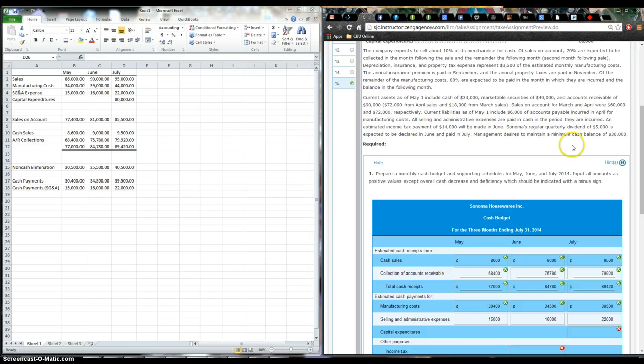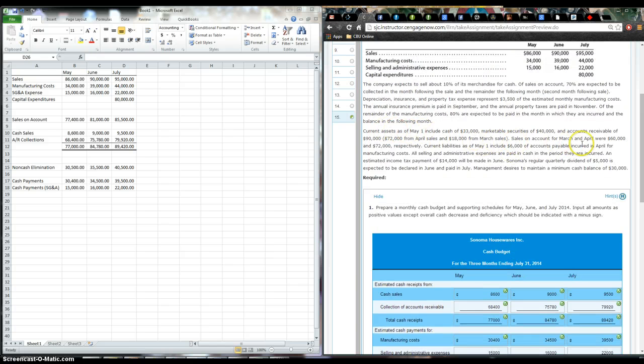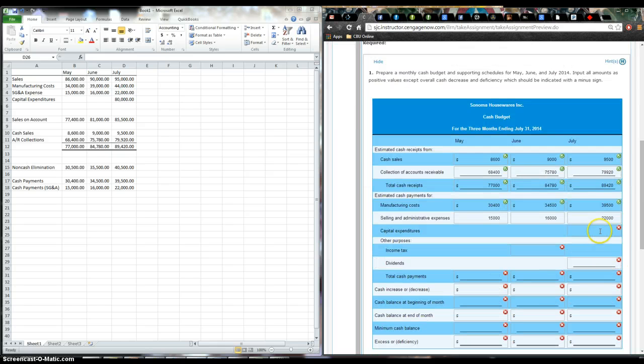Quarterly dividend. Does it give us any information about the capital expenditures? It doesn't look like it, so I think we can assume that we're paying that in cash. Let's try it.